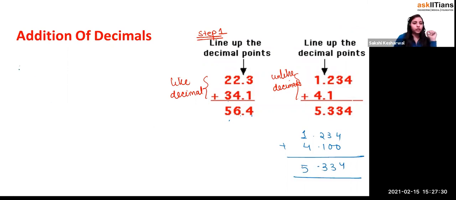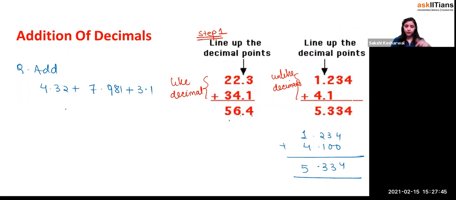Right? So if I give you a question like, add 4.32 plus 7.981 plus 3.1. This is the question given. So what you do, you line it up. 4.32, these are unlike decimals, right or not? So you have to make these like. First you have to make this like fractions. The maximum division is going to be 1000, that is 3 places. So this can be written as what?